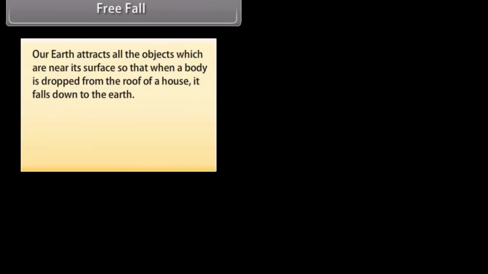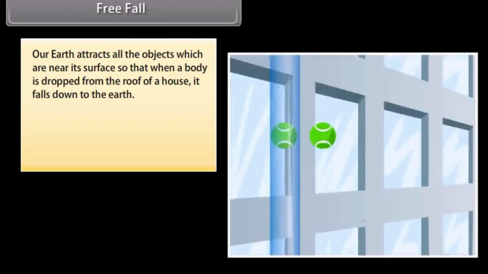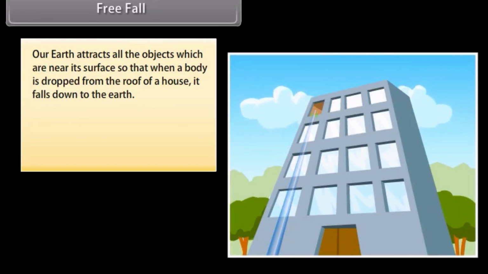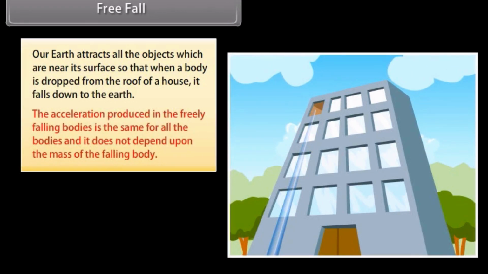Free fall. Our earth attracts all the objects which are near its surface, so that when a body is dropped from the roof of a house, it falls down to the earth. The acceleration produced in the freely falling bodies is the same for all the bodies, and it does not depend upon the mass of the falling body.